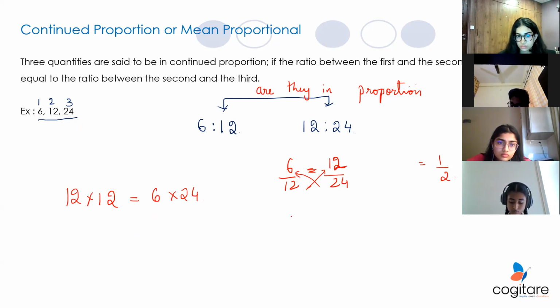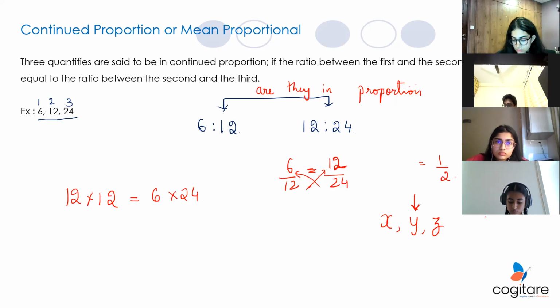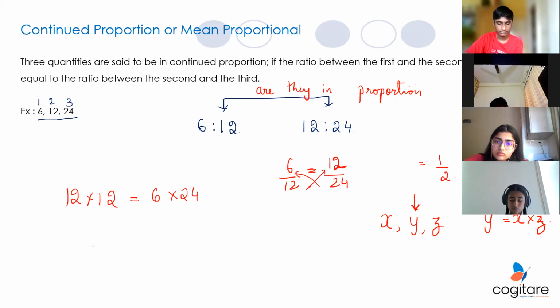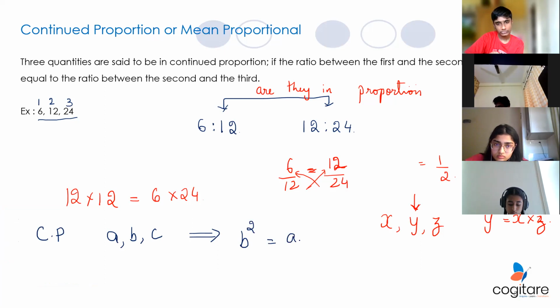Or in other words, any 3 quantities X, Y, Z are said to be in continued proportion if the square of the middle term, Y squared, is equal to the product of the first and the third element. Do you all agree? Yes, ma'am. I'll write in ABC form. If I have A, B, C in continued proportion, then this implies B squared is A into C, or B is equal to root of AC.